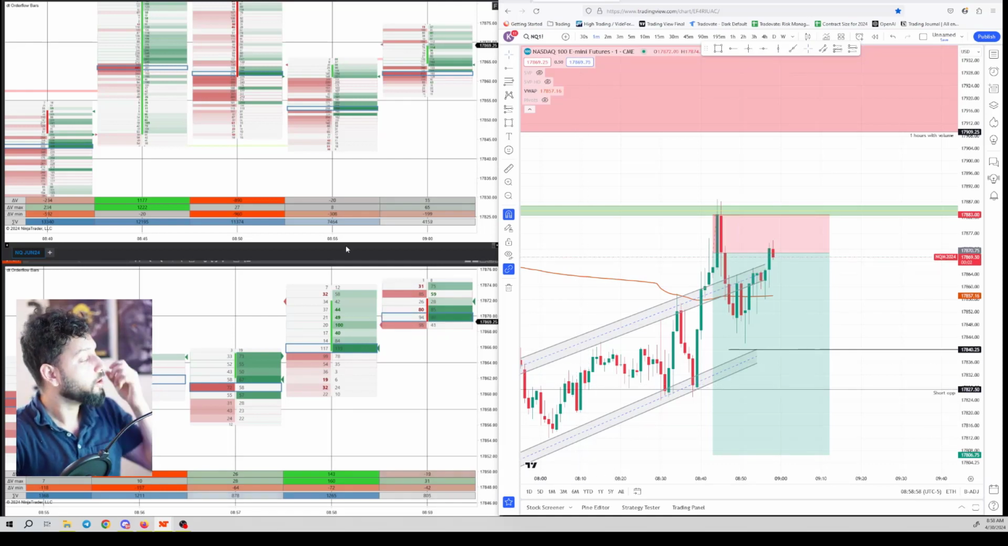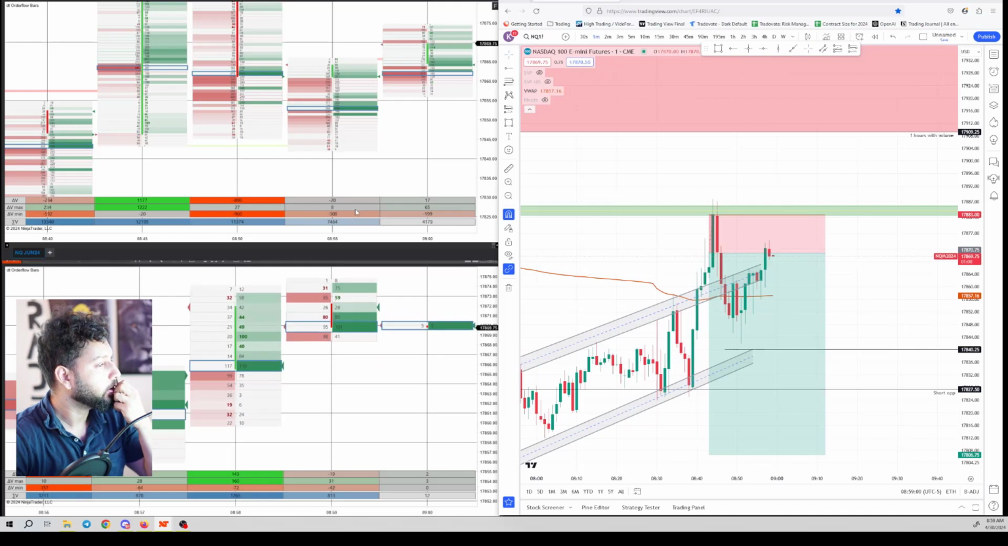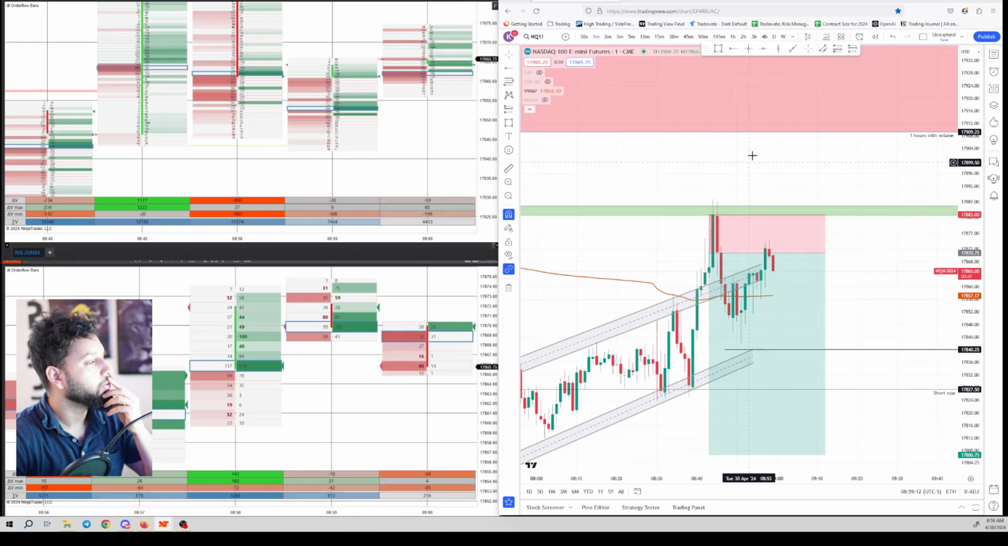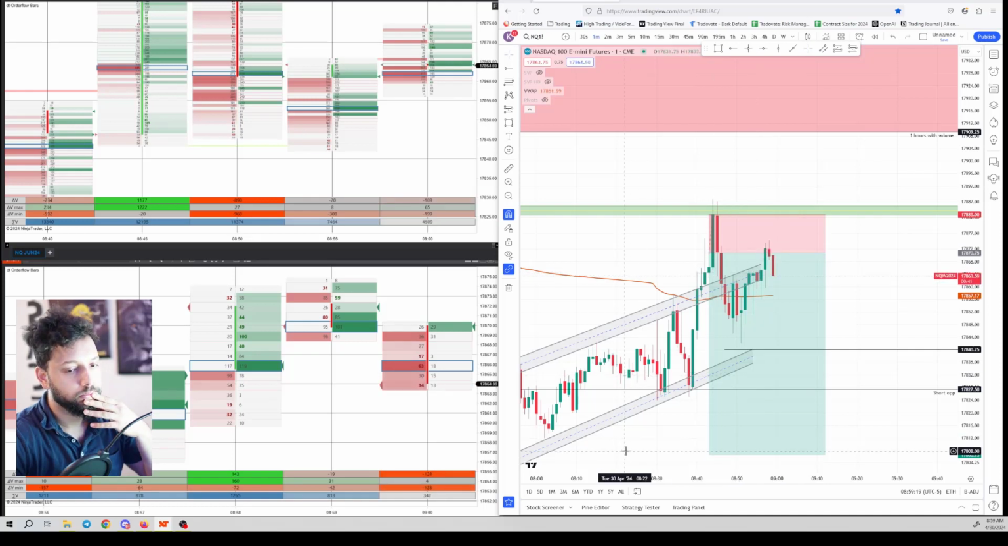And I'm seeing all the sellers on footprint. So even though the market is pushing right now, it might drop actually. But I don't know whether it will drop immediately or it will go a little bit higher and then start to fall. I'm not sure about that.